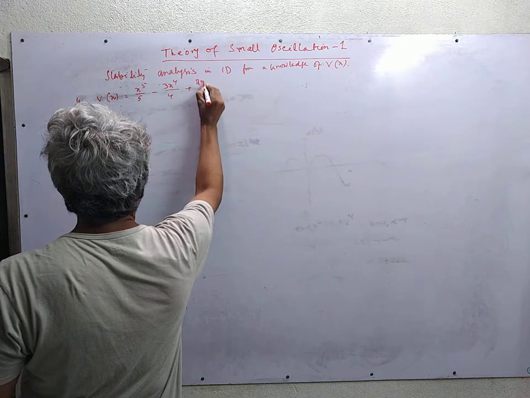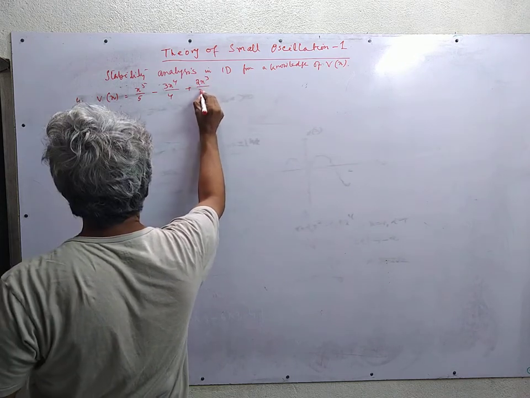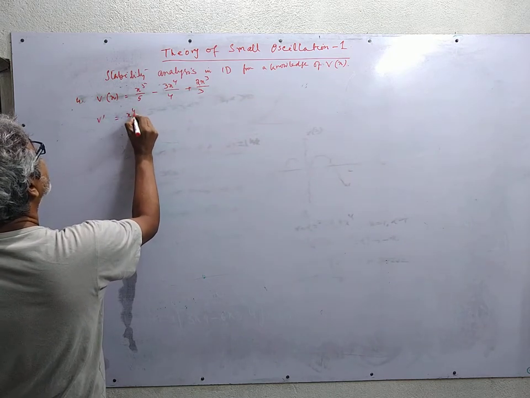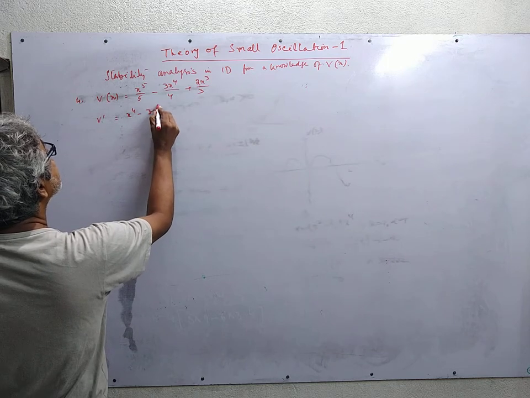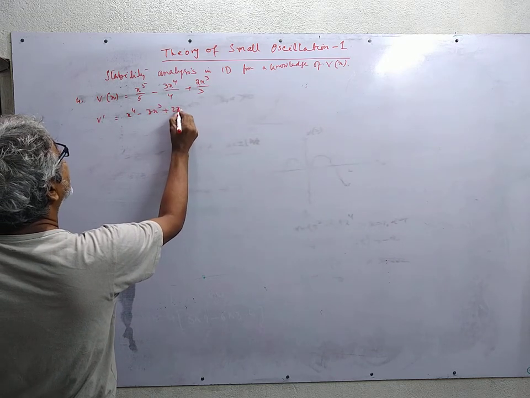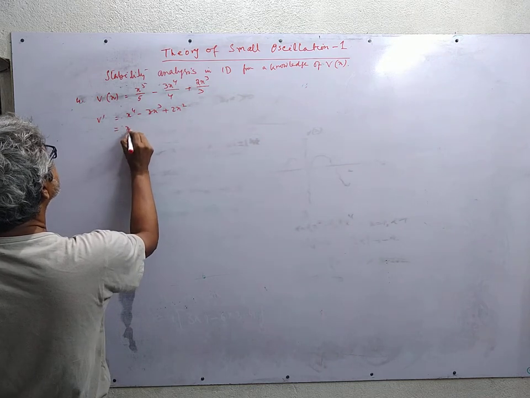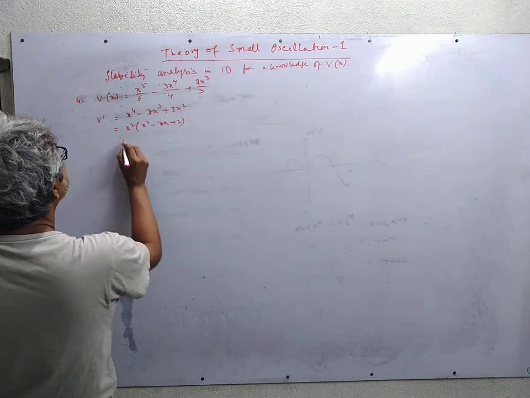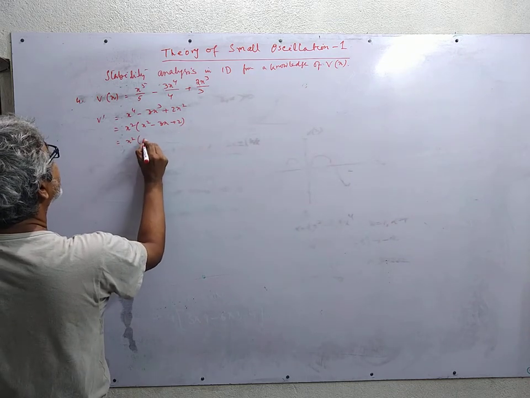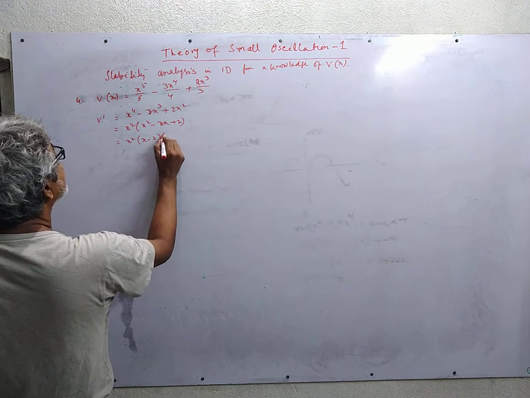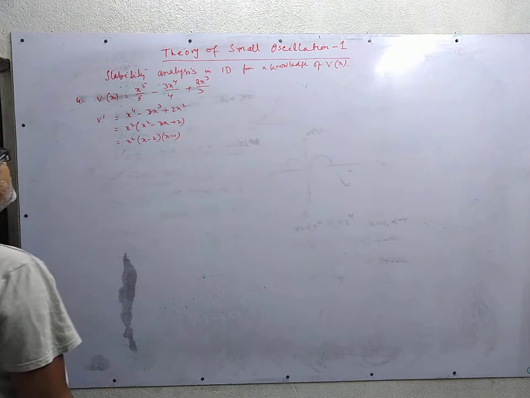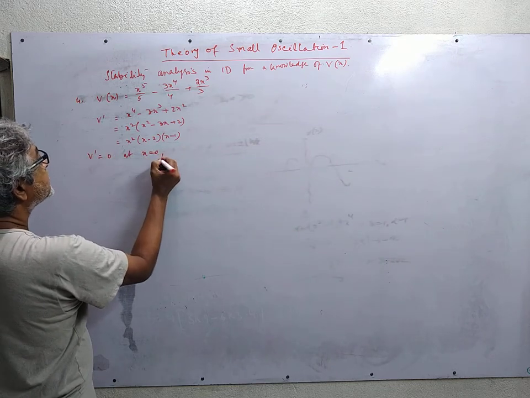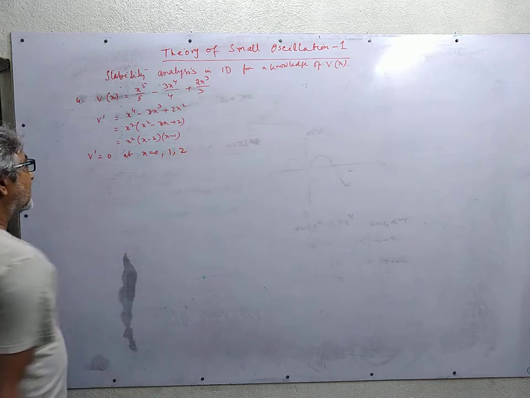plus 2x cubed by 3. So V prime is equal to x to the power 4 minus 3x cubed plus 2x square. If we take x square common, this is x square times x square minus 3x plus 2. So it is x square times x minus 2 times x minus 1. So V prime is 0 at x is equal to 0, x is equal to 1, and x is equal to 2.